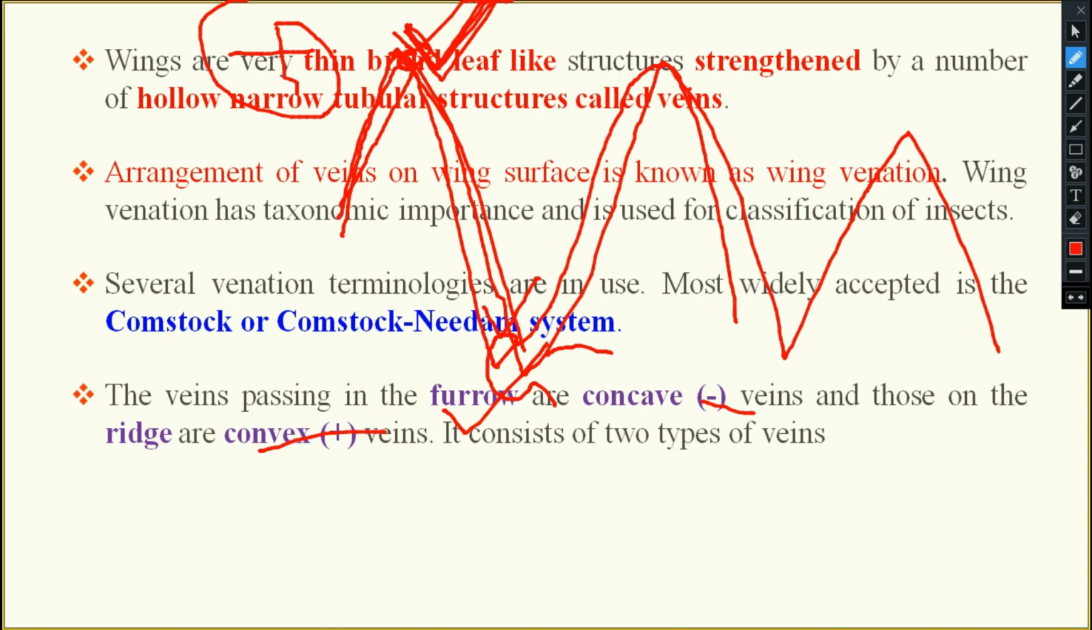Like this, the veins are arranged. Understood? Some are convex veins, some are concave veins. Ridges are convex and furrows are concave. Ridges are denoted as plus because they are elevated. Furrows are denoted as negative because they are not elevated. They are downward, in depth.